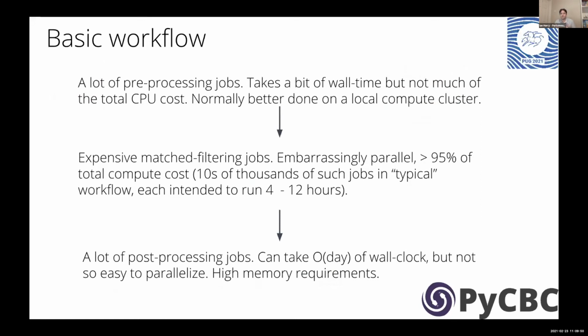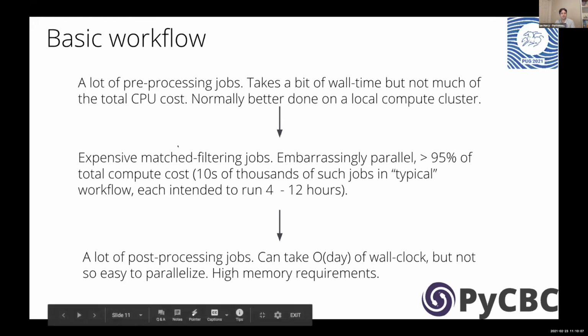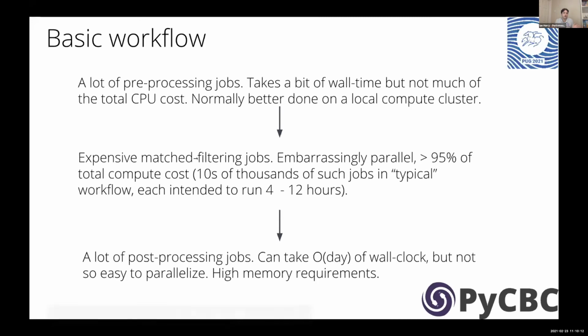When we add in a little bit of extra complexity due to some things that I don't have too much time to go over in detail, it gives us the following basic workflow. We have a lot of pre-processing jobs that take a little bit of wall time, but not much total CPU cost, normally better done on your local compute site. Then we have a whole host of expensive jobs that are doing this match filtering. These are embarrassingly parallel, and they're at least 95%, if not more, of the total compute cost. But there might be tens of thousands of these jobs in a typical workflow. Each of these is designed to run maybe 4 to 12 hours.